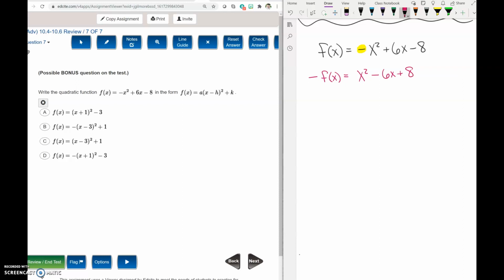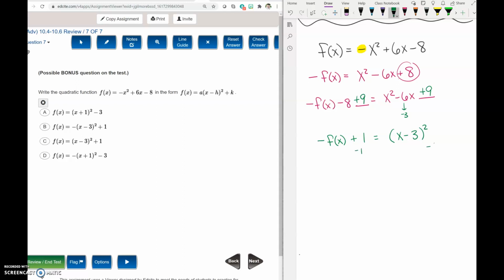Now, I need to complete the square here. So I'm going to do negative f of x minus 8 and leave a blank, equals x squared minus 6x and leave a blank. So I took this 8 and I moved it to the other side just to get it out of the way so I don't have to think about it. -6 is the result of 2 times -3. -3 squared is positive 9, so you're going to add 9 to both sides. On the left side, we have negative f of x plus 1. And on the right side, we can now factor that into x minus 3 squared.